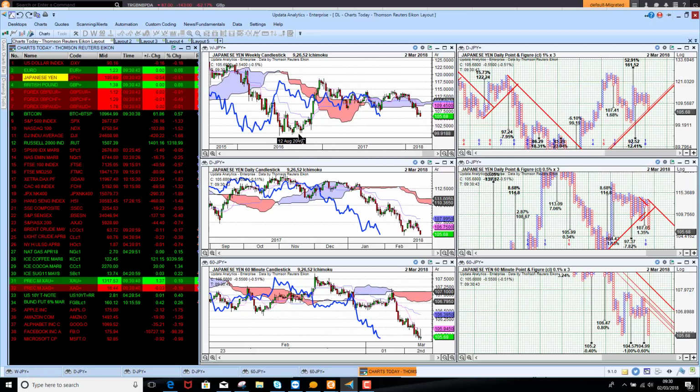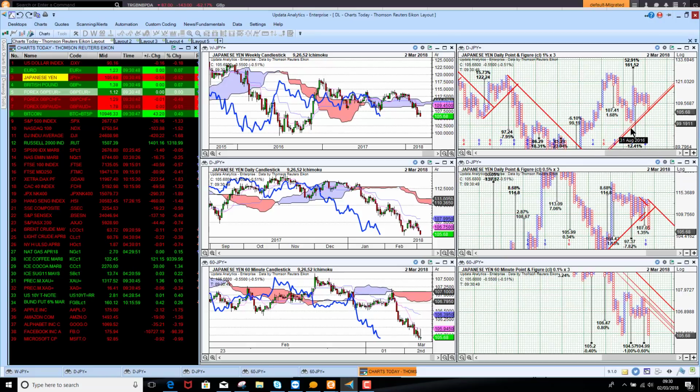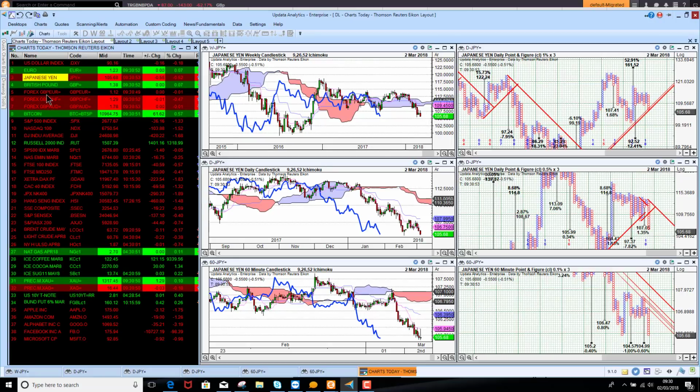That's where we saw in 2016, and here we see downside targets into the 90s, just resting on long-term support on this chart, but on the 0.5% chart we are looking bearish. So it is looking bearish for the dollar.